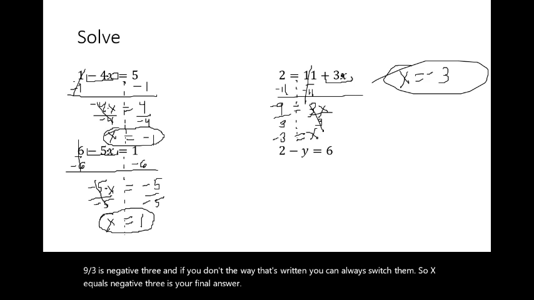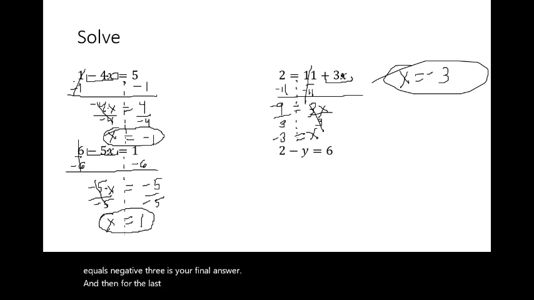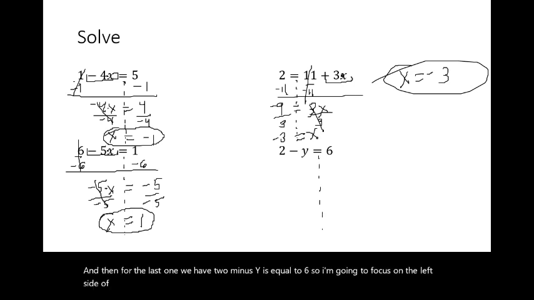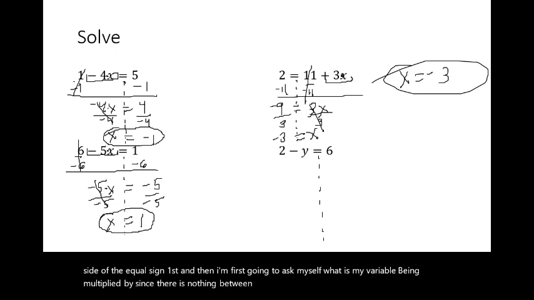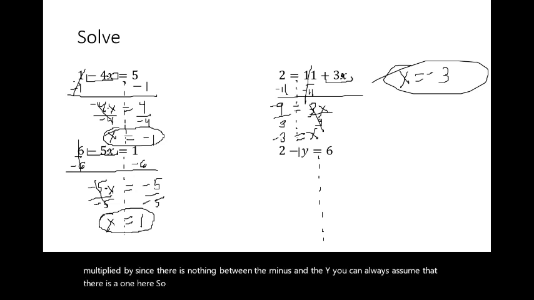And then for the last one, we have 2 minus y is equal to 6. So I'm going to focus on the left side of the equal sign first. And then I'm first going to ask myself, what is my variable being multiplied by? Since there is nothing between the minus and the y, you can always assume that there is a 1 here. So the y is being multiplied by -1, so those two are going to stay together first.